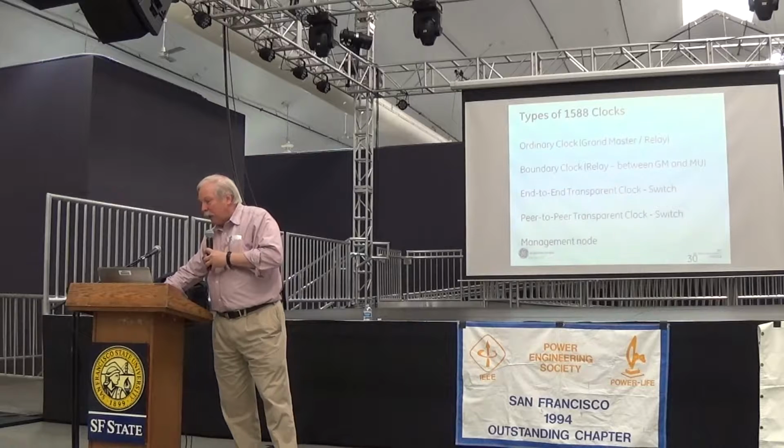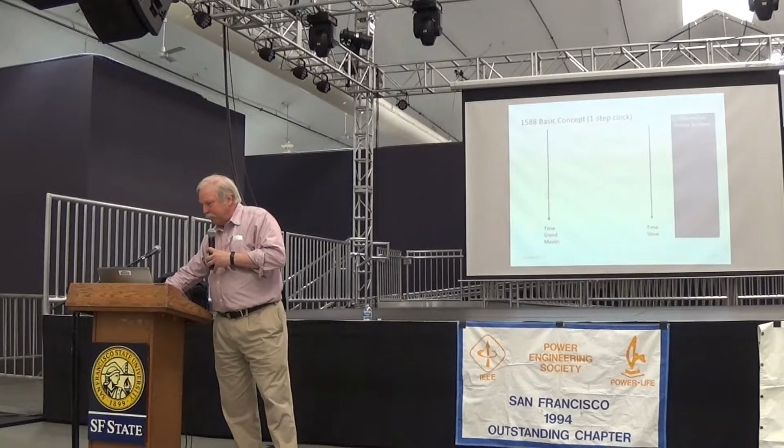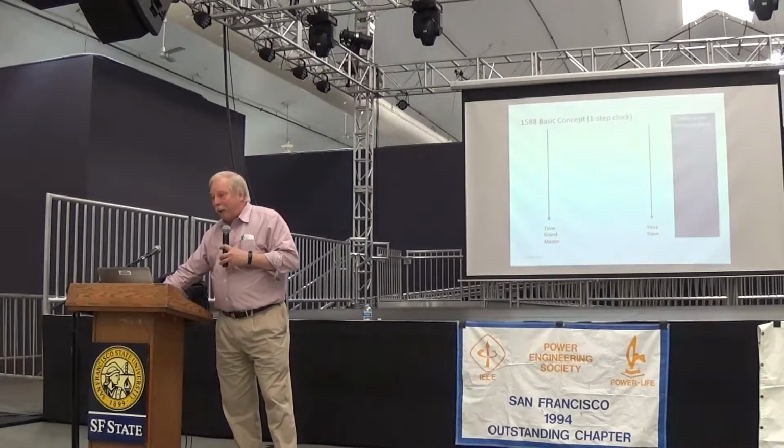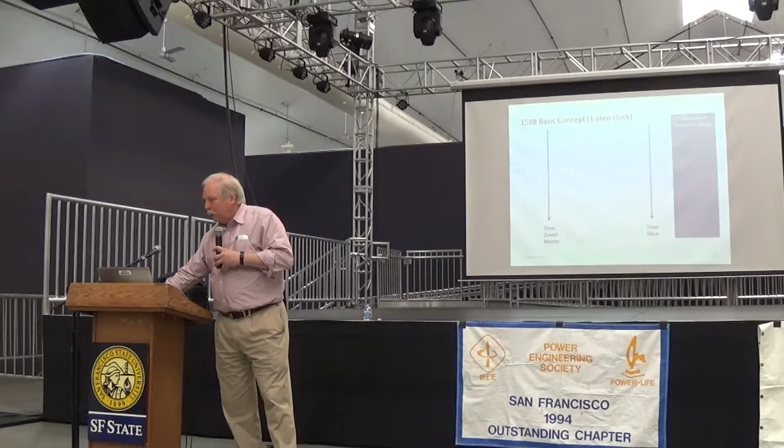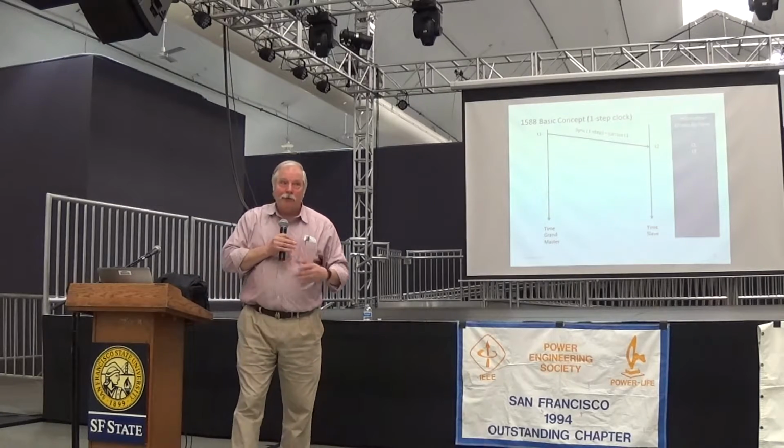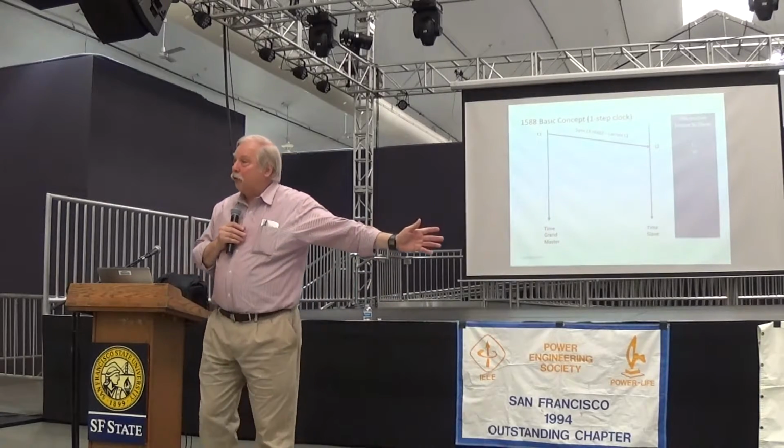So these are the types of clocks. Next slide, we just talked about them. So how does this basic concept work? We're going to start with what is known today as a 1-step clock. I will explain the difference between 1-step and 2-step. But in general, on the left, you see the Grand Master clock.